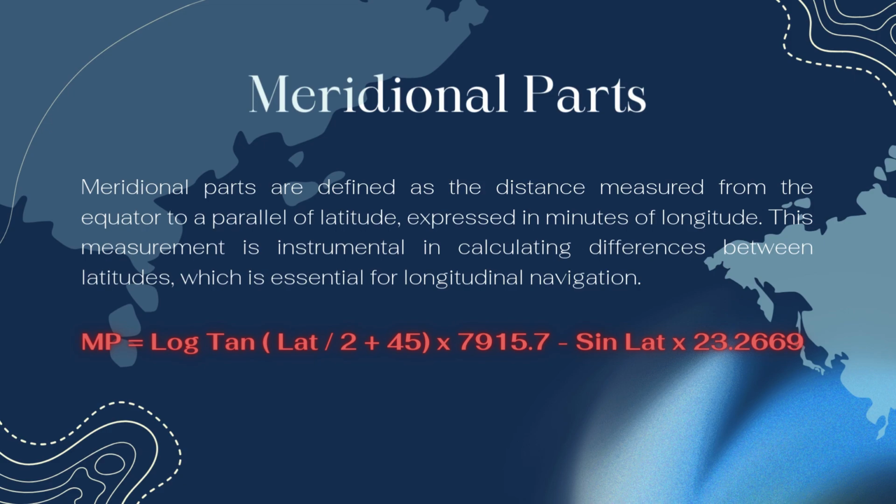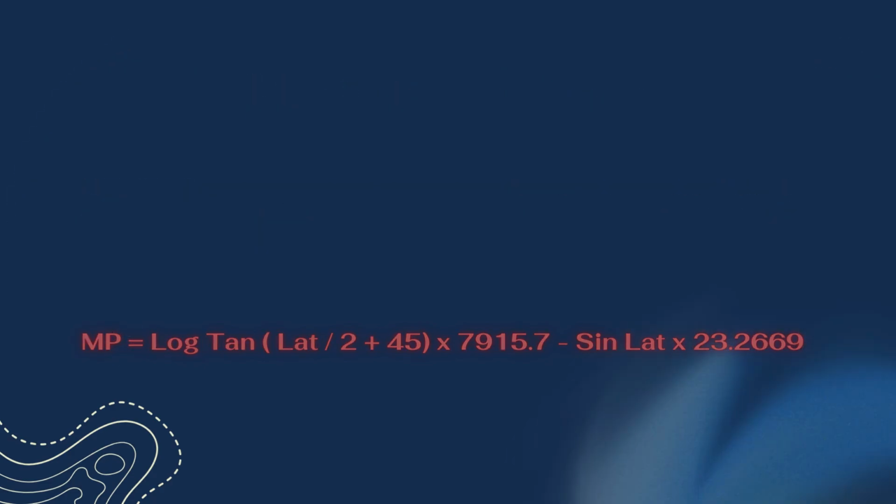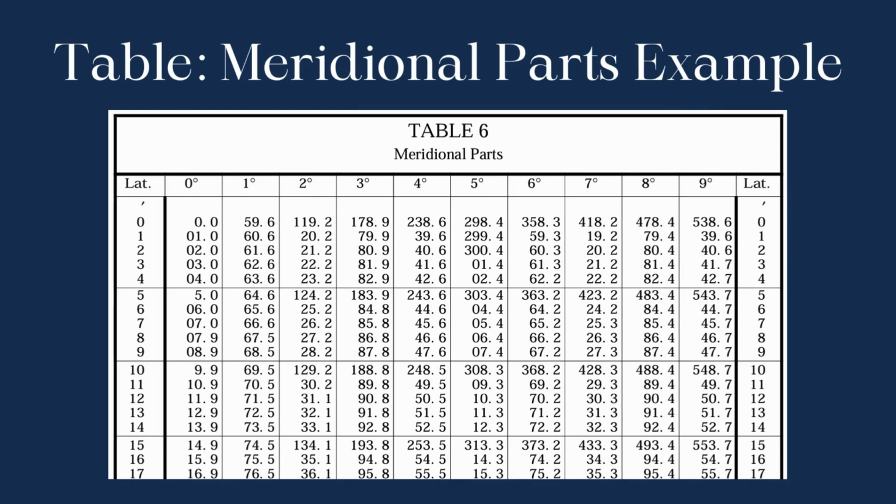So here is the meridional parts formula. We have the log tangent of latitude divided by 2 plus 45, multiplied by 7915.7, minus the sine of latitude multiplied by 23.269. So next is the meridional parts table.